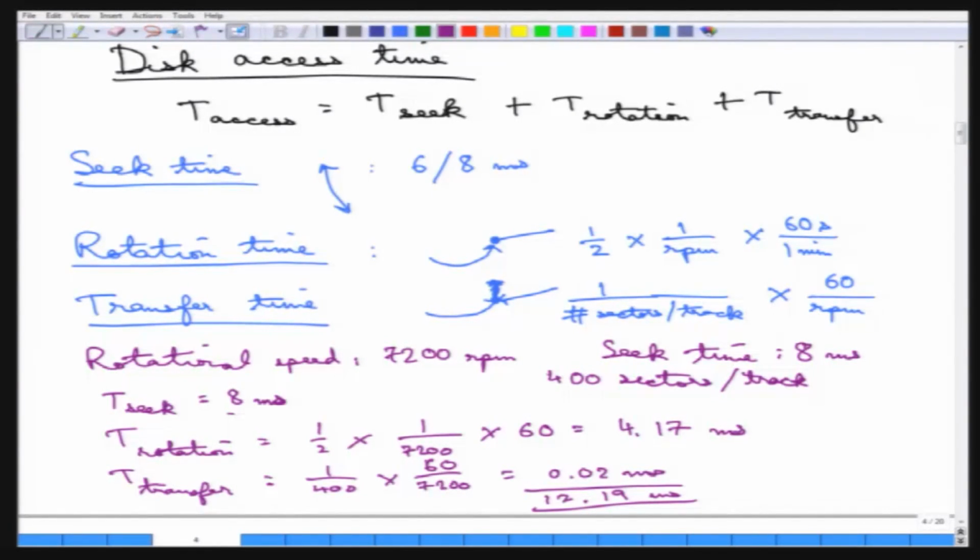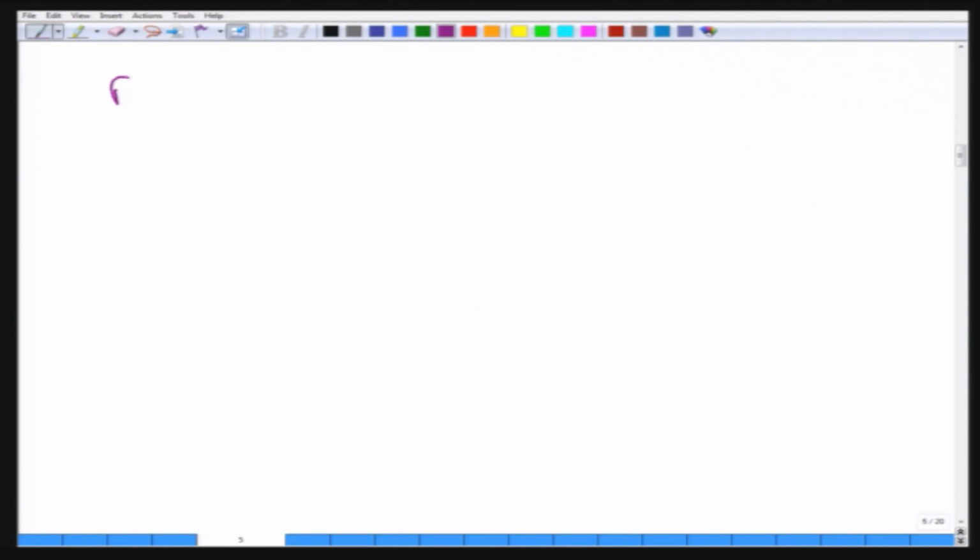Now as you can see, the disks are quite slow, because to read one sector requires 12 milliseconds, and this seems to be extremely slow. What happens is that this is what is called the random IO. There are two important things that we must understand. One is called the random IO, and the other is the sequential IO.